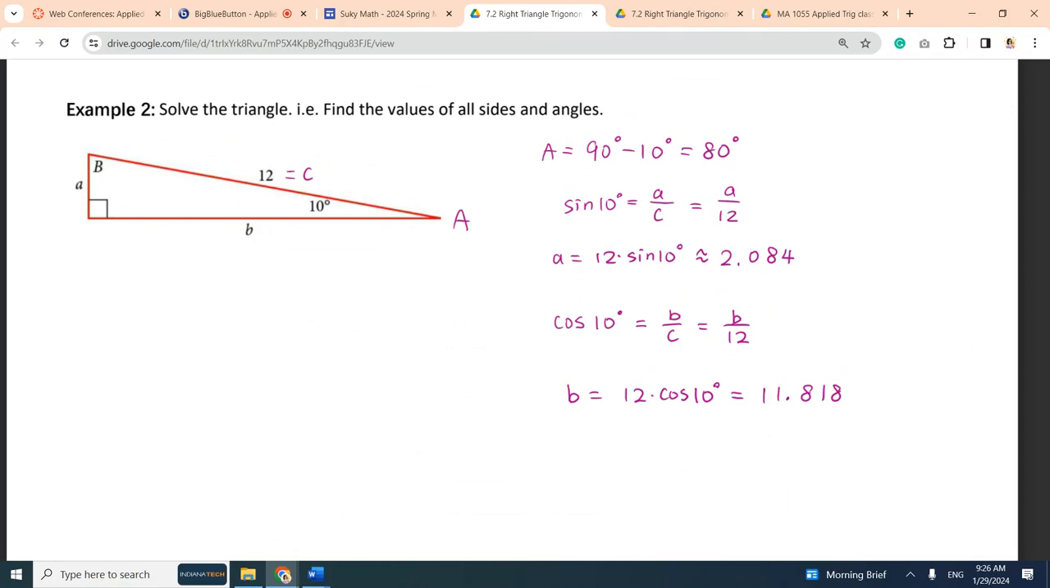And then to find the B is the adjacent, right? And then the adjacent over hypotenuse is cosine. Right, everybody? So we get cosine 10 degrees is adjacent over the hypotenuse. And now how do you find the B? 12 times cosine. Yeah, both sides times 12. And you put in your calculator, what did you get? 11.8177. Okay.